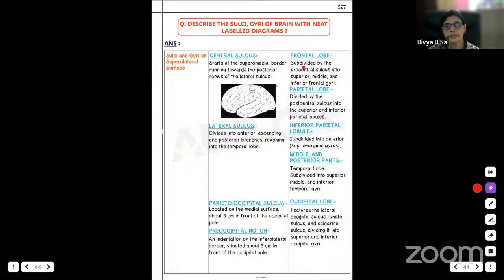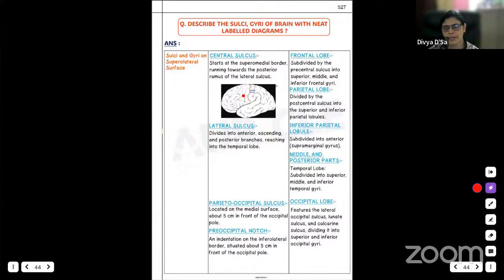Then the lobes. These are about the sulci and gyri. Now, what are the lobes? What lobes do we see on the superolateral surface, and how do we divide them? I told you this is the central sulcus, and in front of that will be the frontal lobe.